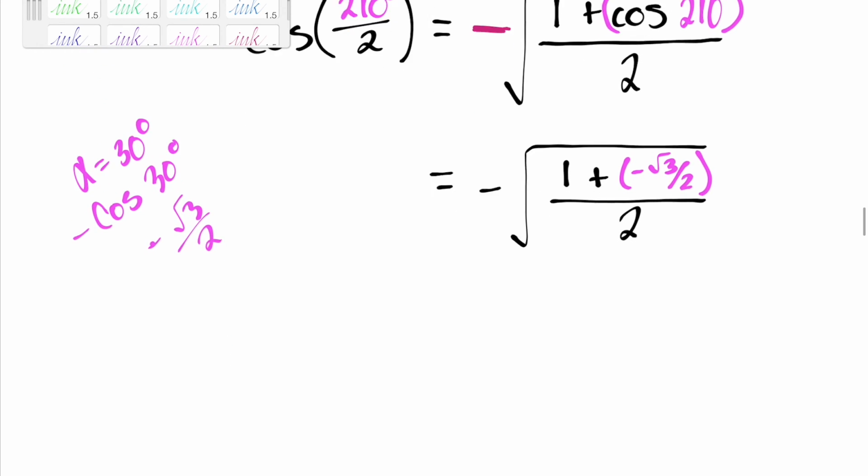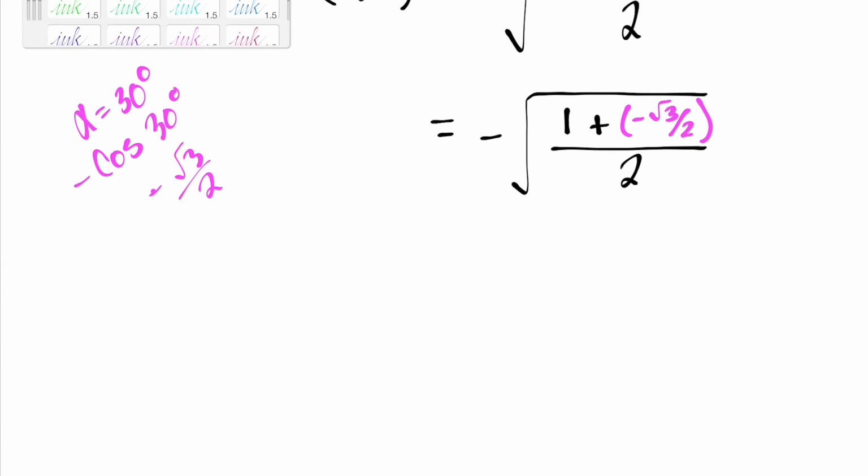And now I just have to do a bunch of simplifying inside that radical. And hopefully we won't end up with any radicals in the denominator, otherwise we gotta rationalize.